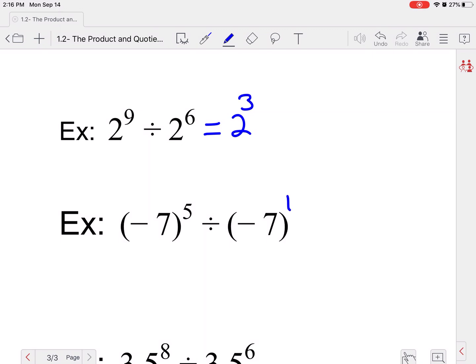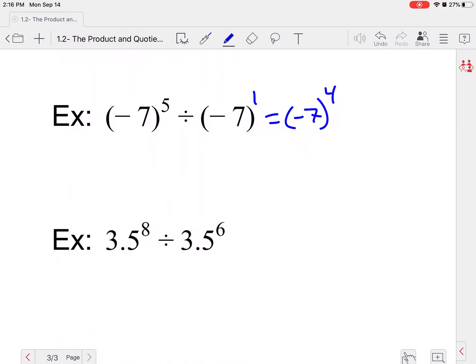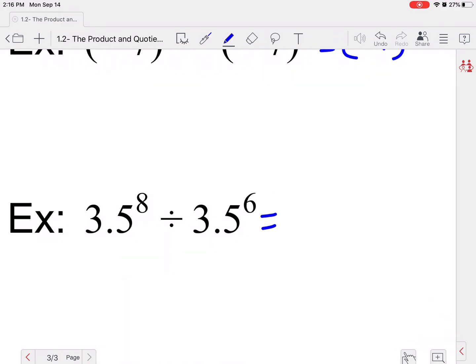Same rules apply here when we have a number with no exponent. There's an assumed 1 there. So negative 7 is our base, so we're going to keep that the same. And then 5 minus 1 is 4. Okay. Same thing if we have decimal exponents, so 3.5 is going to stay the same here, and 8 minus 6 is 2.